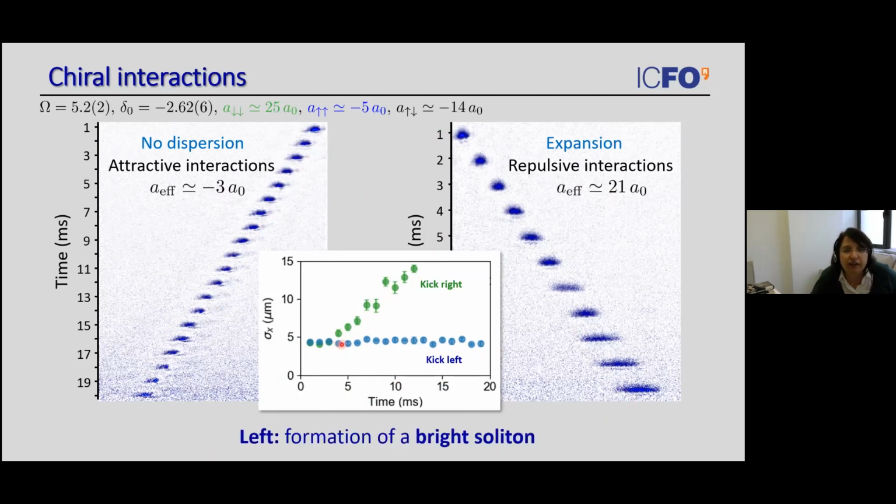Also, the fact that this size is not changing over time is telling us that we form a bright soliton. So basically, a self-bound state where atoms are held together because they have attractive interactions, but they don't collapse because there is quantum pressure that is repulsive and compensates for that. So the two terms just balance the attraction and the repulsion, and then they form something self-bound that can keep the same shape over time.